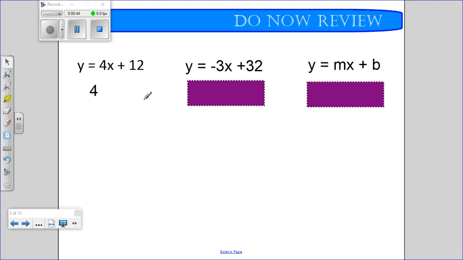So that means for the second one, whatever is in front of the x, everything that is in front of the x, including the negative sign. So that is negative 3. So that means that for our y equals mx plus b, our slope-intercept form, our slope is our m.